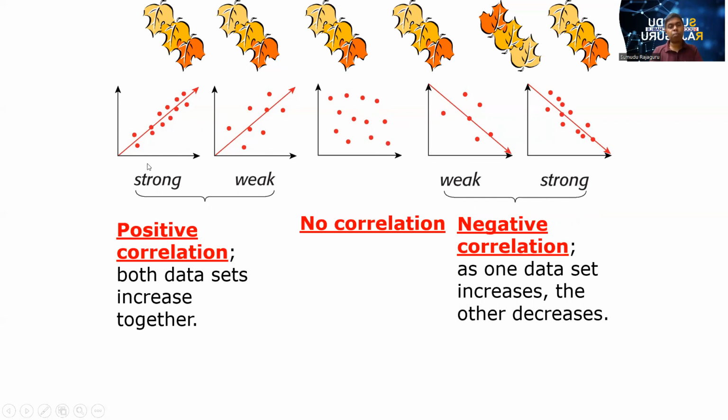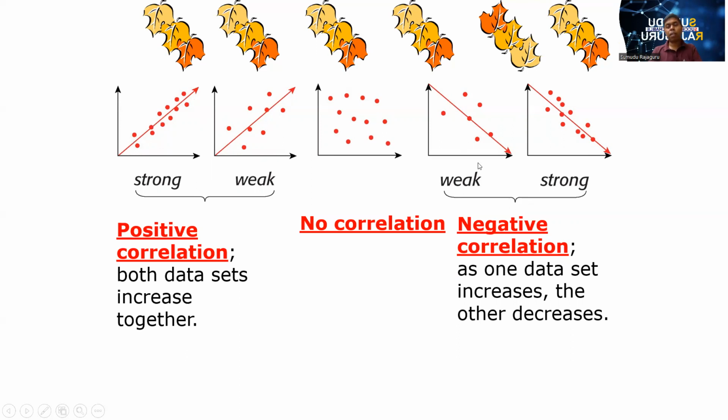So let's take positive as an example. If one parameter increases, the other parameter also increases, then this kind of relation comes. It is called positive correlation. In this scenario, one parameter increases, but the other parameter decreases. Then this kind of correlation comes. So that is called negative. Again, I am telling, when one parameter increases, improves, the other parameter also improves, that is positive.